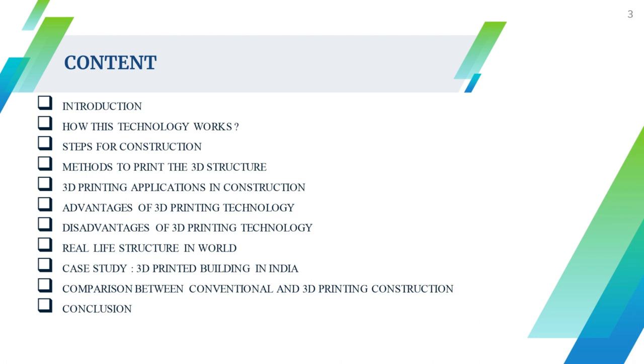These are the contents I am going to explain in brief, starting with the introduction part, and further I will tell how this technology works, the steps for construction, the methods to print the 3D structure, and the applications of this 3D printing technology. I will explain the advantages and disadvantages of this technology, and I have shown real life structures in the world, and I have also done a case study on India's first 3D printing building. After that, I will compare the conventional and 3D printing construction technology, and lastly I will conclude my video with the conclusion part. Now, without wasting time, let's switch to the introduction part.